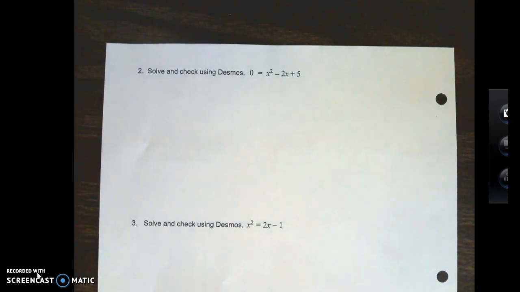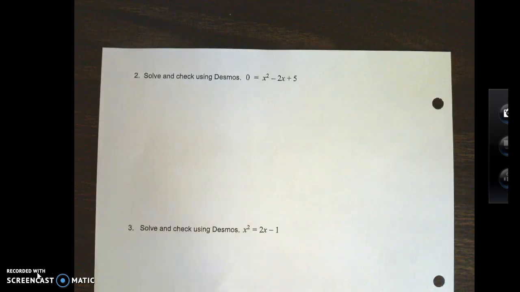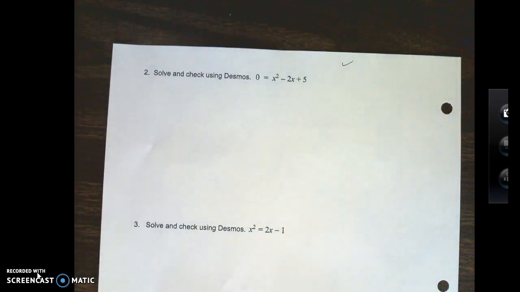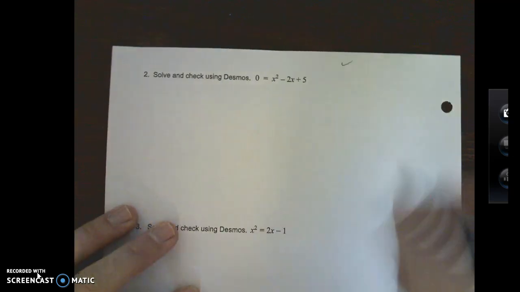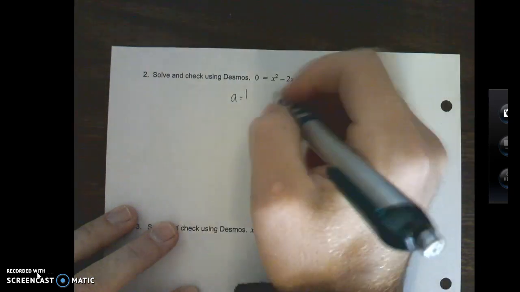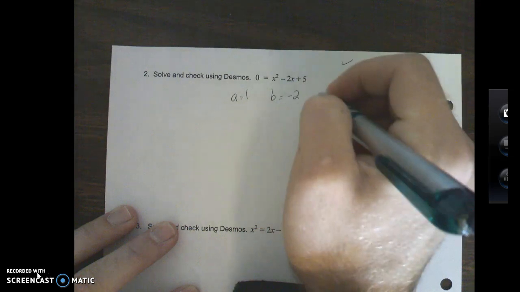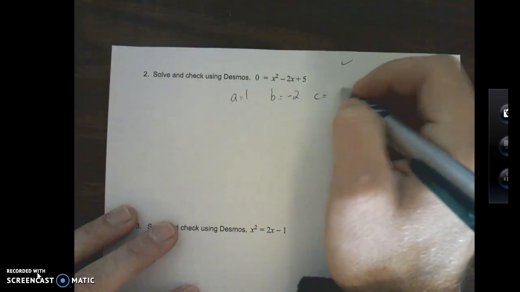So here we've got to solve and check. You can just check it out. So is it equal to 0? Yes. All right, so now I need to know what my A, my B, and my C are. My A is what's in front of x squared. You guys are cool with this by now. It's 1. My B is what's in front of the x. Be careful with your signs. Take your time. And C is 5.